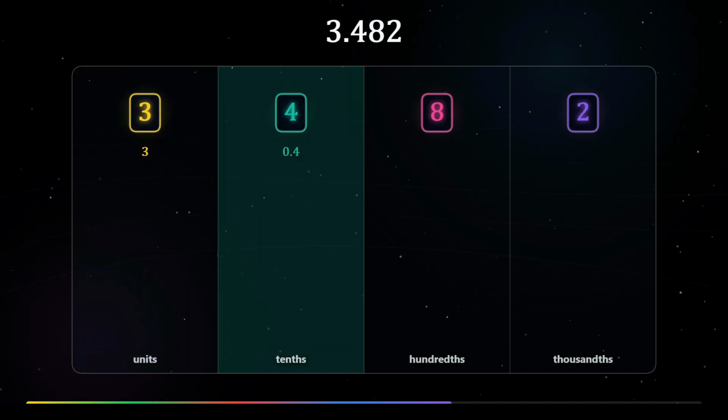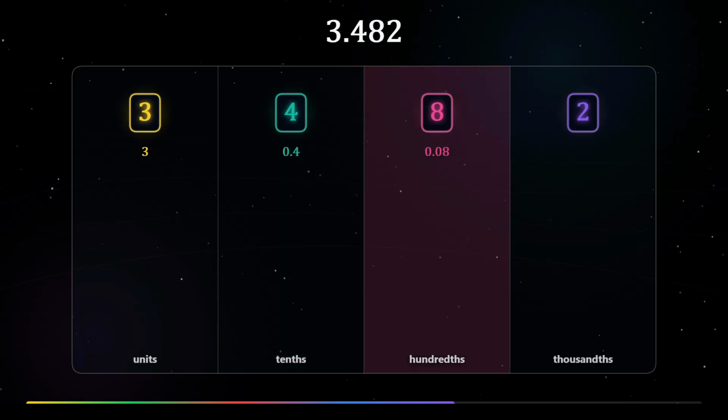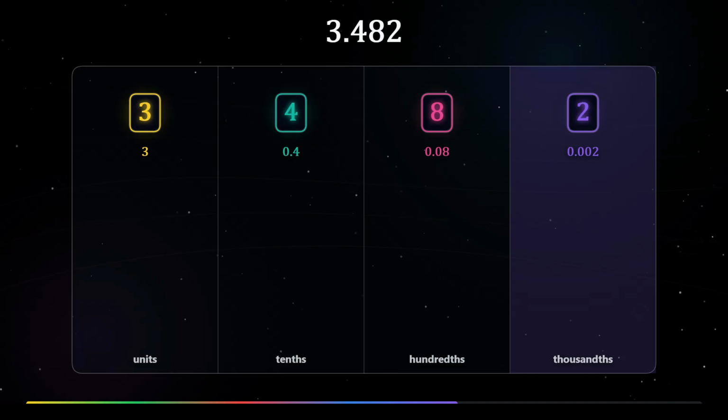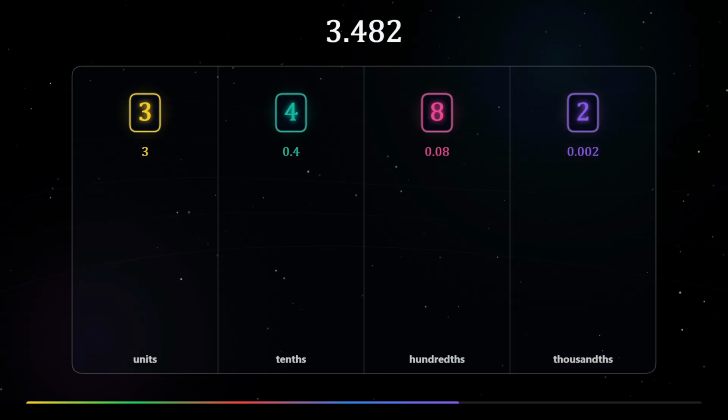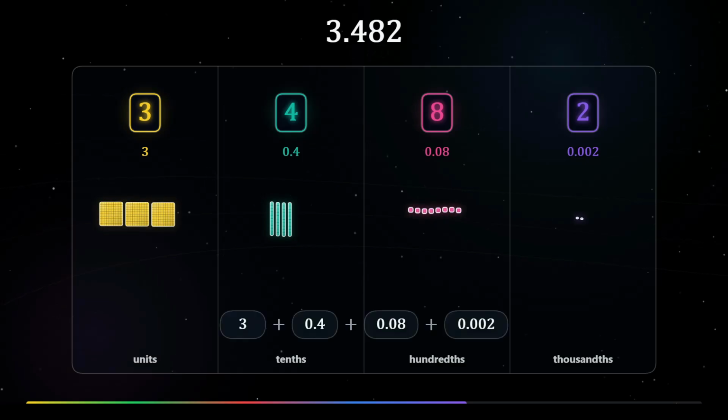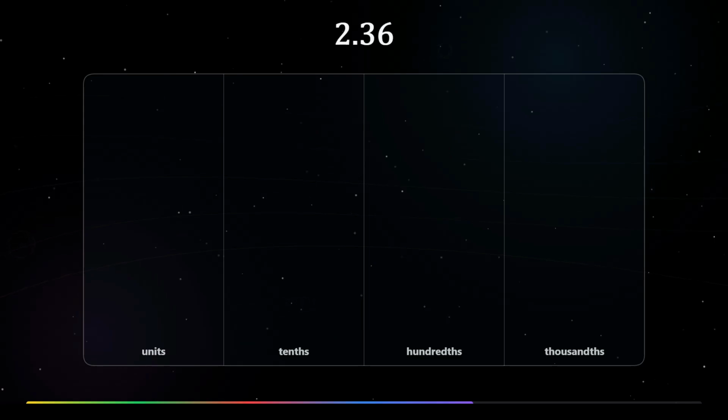The 4 is in the tenths place, so it is worth 4/10. The 8 is in the hundredths place, so it is worth 8/100ths. The 2 is in the thousandths place, so it is worth 2/1000ths. Now build it: 3 whole blocks, 4/10 strips, 8 hundredth squares, 2 thousandth pieces. Read it as values: 3 plus 4/10ths plus 8/100ths plus 2/1000ths. That is 3.482. Now build 2.36.